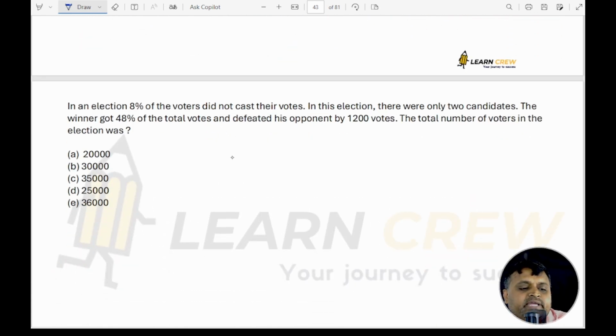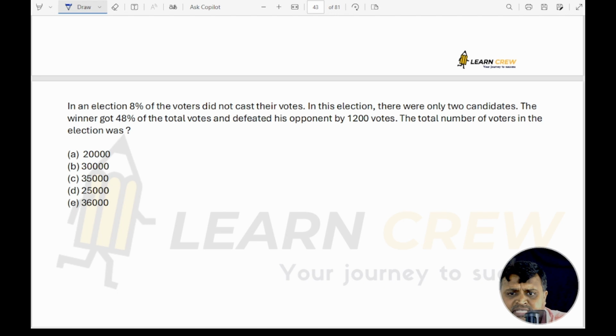In an election, 8% of the voters did not cast their vote. In this election, there were only 2 candidates. The winner got 48% of the votes and defeated his opponent by 1200 votes. The total number of votes in the election was how much?